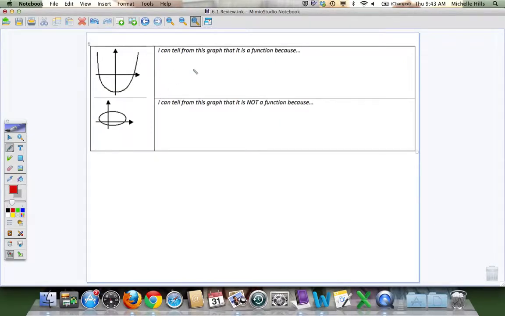And I can tell this is a function because it passes the vertical line test. There's nowhere here that I could draw a vertical line that's going to hit that more than once. But here, it does not pass the vertical line test. It's not a function.